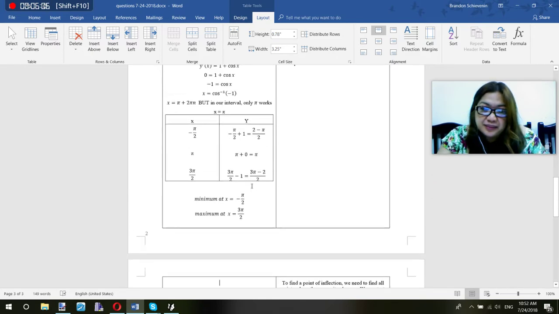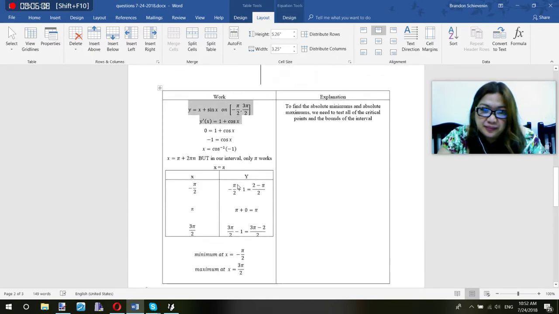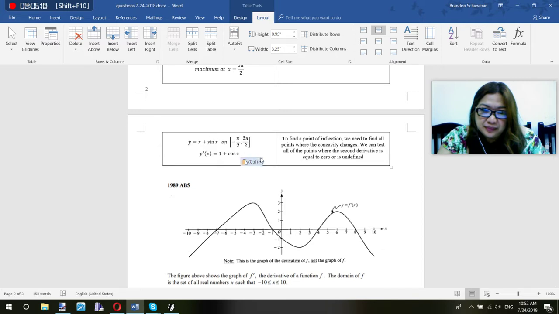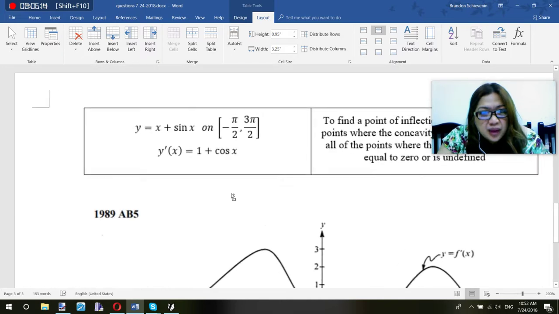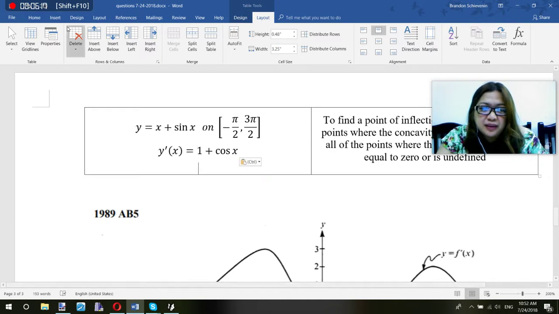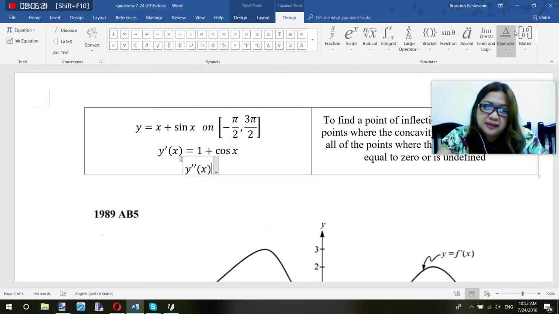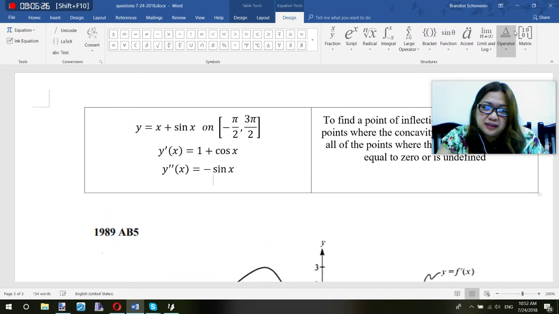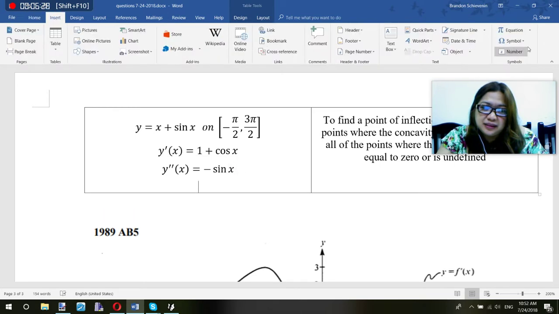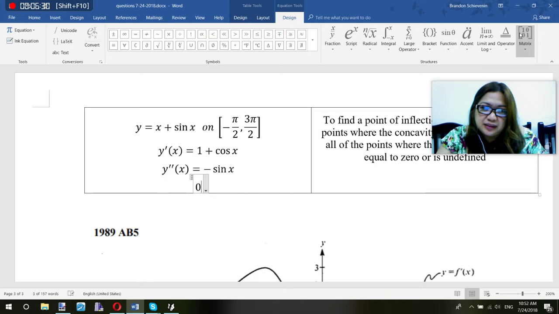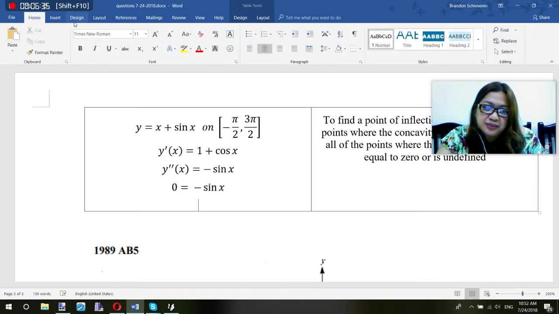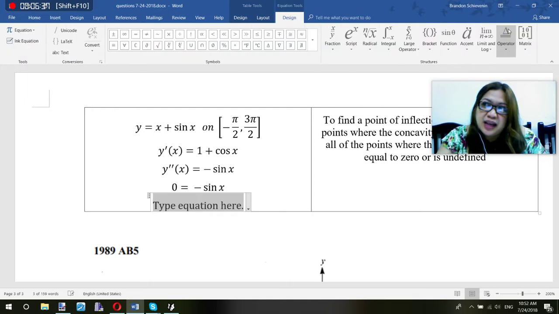Okay, so I'm going to copy our original function and our derivative that we had from last time, and then we can go from there to get the second derivative. So what happens if I derive this one more time? The second derivative is equal to negative sine x. Perfect. And if I set that equal to 0 and solve for x, what happens? I need to find the inverse sine of 0.